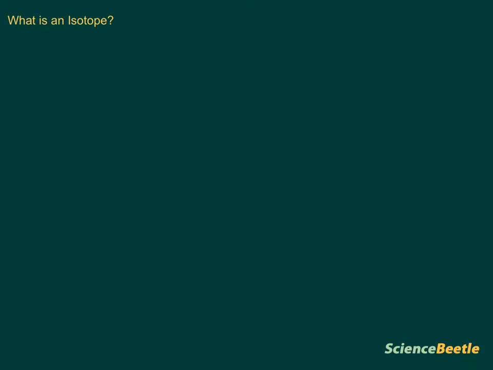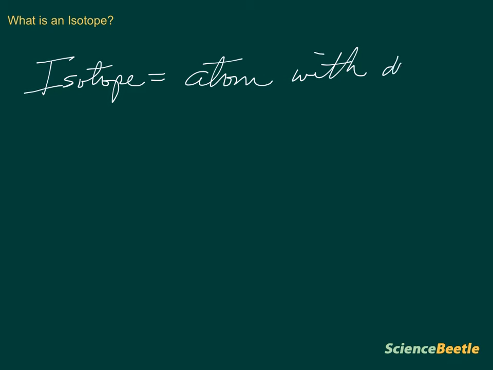What is an isotope? Well, an isotope is going to be the following. Let me just write this down. An isotope is nothing more than any atom. It's an atom with a different number of neutrons in the core. And so it's an atom with a different number of neutrons.